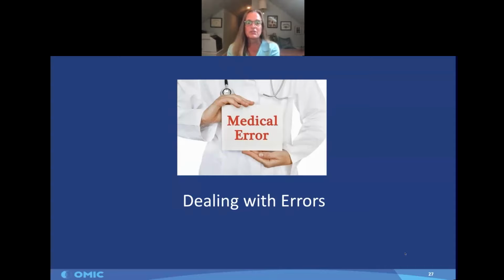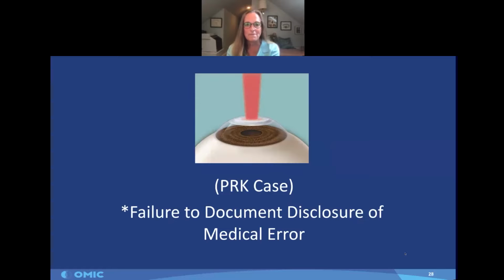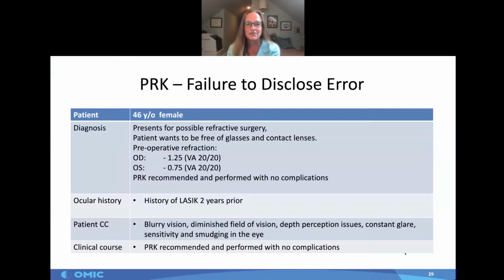So now we're going to shift from documentation of your treatment plan and consent process to how to deal with errors when they occur. Next slide, please. This is a case of PRK, and it highlights a failure to document a disclosure of a medical error. Next slide, please.